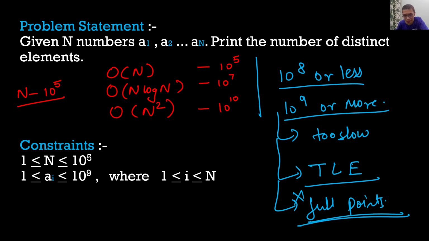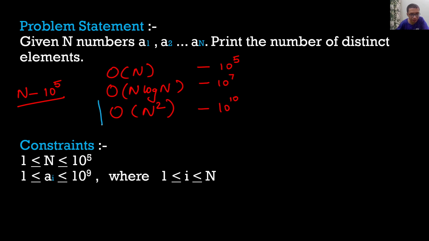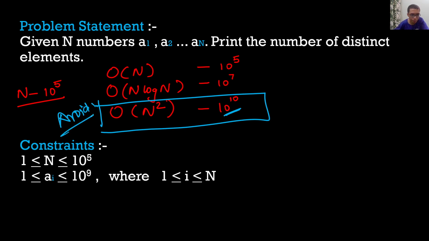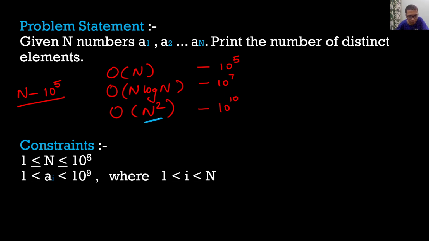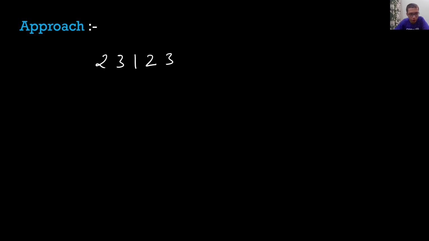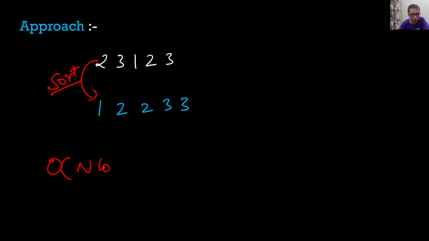So we should always avoid such an approach which takes 10 to the power 9 steps or more, right? So in this particular case, this third approach takes a maximum of 10 to the power 10 steps. So we should avoid this approach, right? Or we should avoid this time complexity of big O of n square. So now let's move on to the approach. So to make things easier, firstly, I would sort this array. Also, the time complexity for this sorting is big O of n log n.